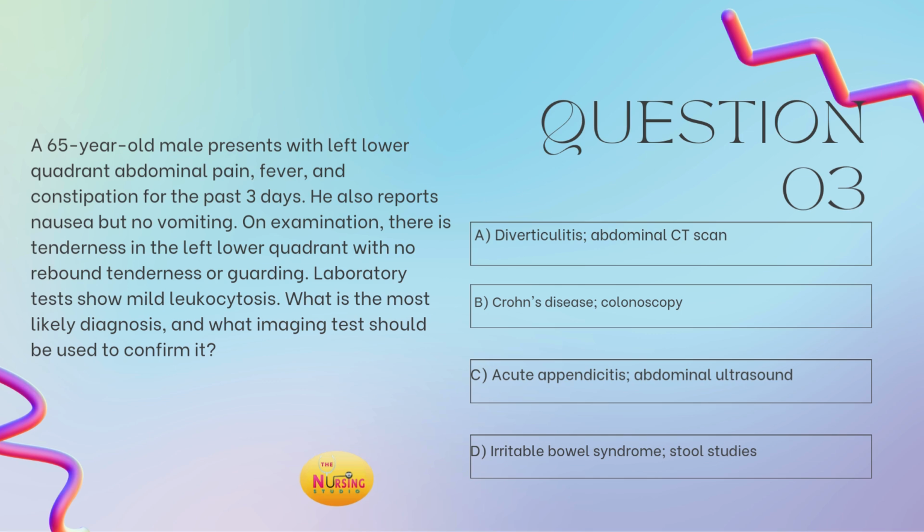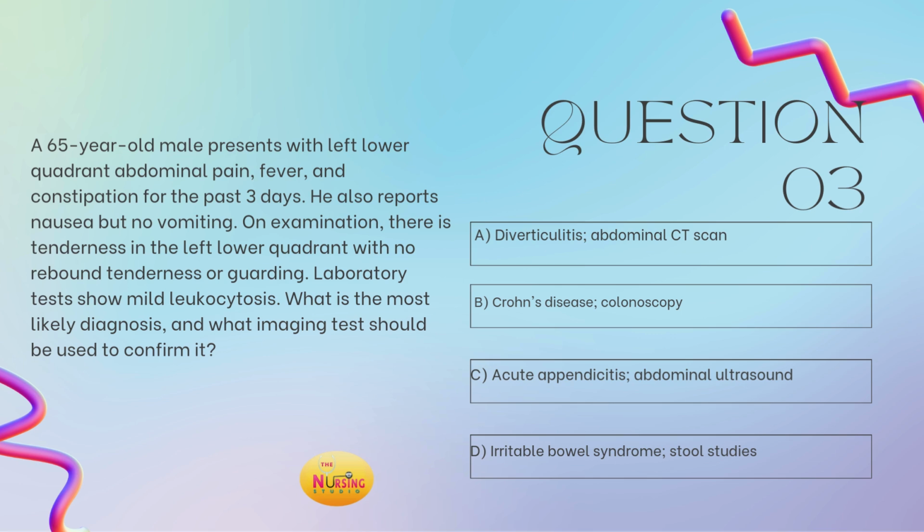On examination, there is tenderness in the left lower quadrant with no rebound tenderness or guarding. Lab tests show mild leukocytosis. What is the most likely diagnosis, and what imaging test should be used to confirm it? Is it A, diverticulitis with an abdominal CT scan, B, Crohn's disease with colonoscopy, C, acute appendicitis with an abdominal ultrasound, or D, irritable bowel syndrome and complete some stool studies? Take a moment and tell me what you got.